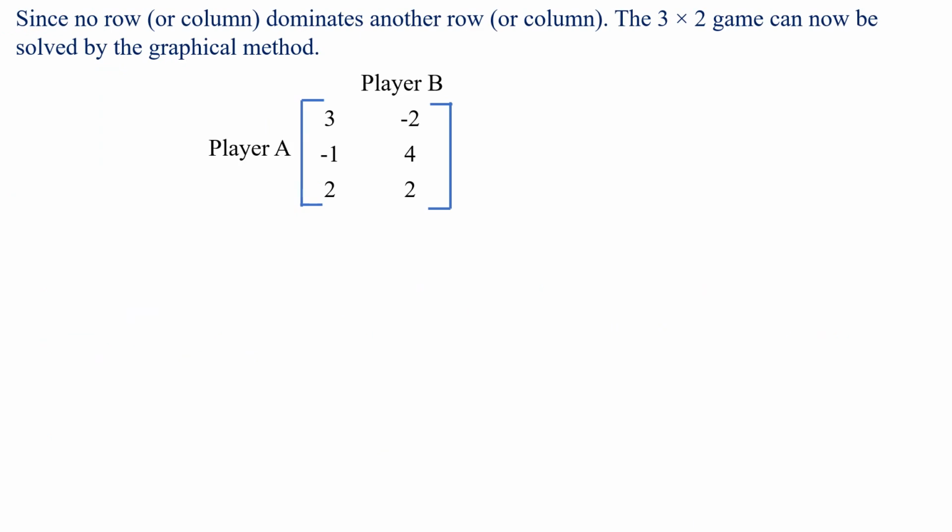Here no row is dominated by another row. Moreover, no column is dominated by another column. Then the payoff matrix has 3 rows and 2 columns, which means a 3 by 2 payoff matrix. This 3 by 2 payoff matrix can be solved by the graphical method.